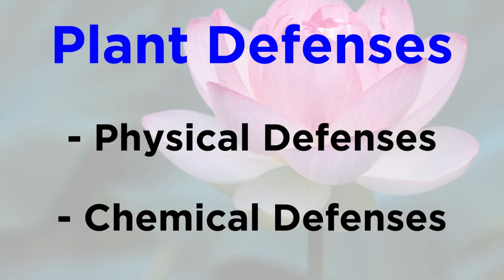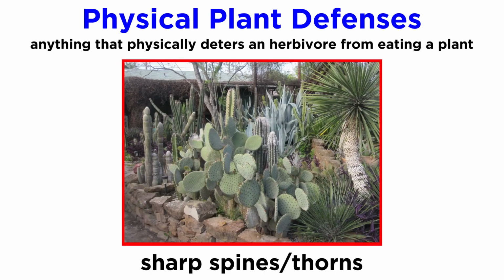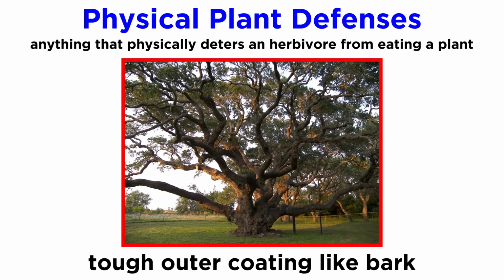Plant defenses come in two main types: physical defenses and chemical defenses. Physical plant defenses are things that would physically deter an herbivore from eating a plant. Some examples of physical plant defenses are spines or thorns, like on honey locust trees or cacti. Plants can also have a tough outer coating, such as bark or a waxy substance that prevents herbivores from being able to bite through a plant's tissues.